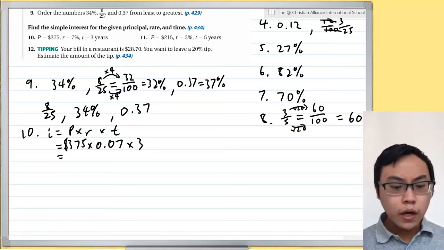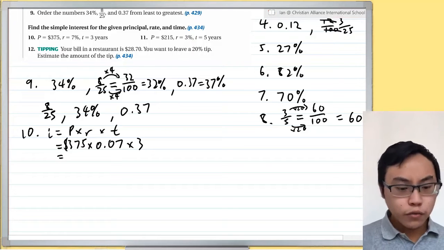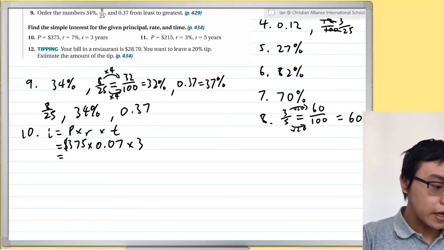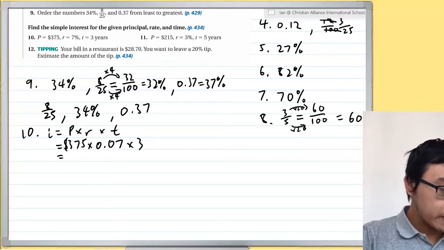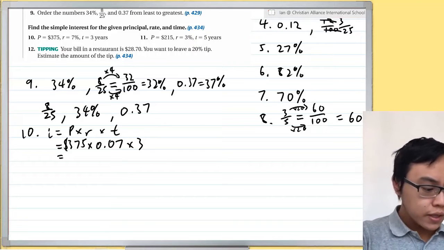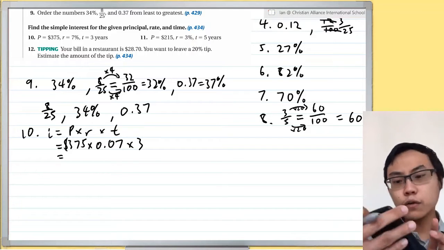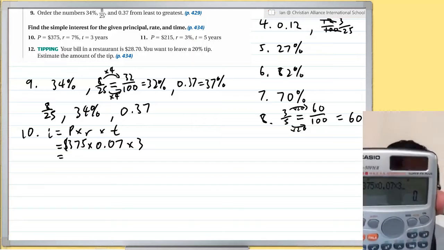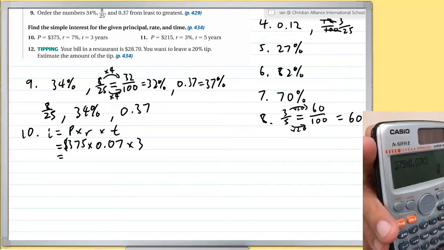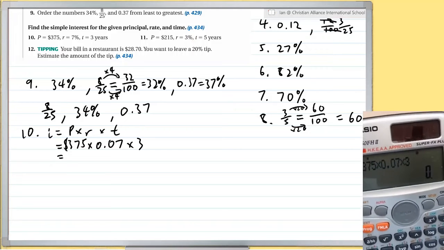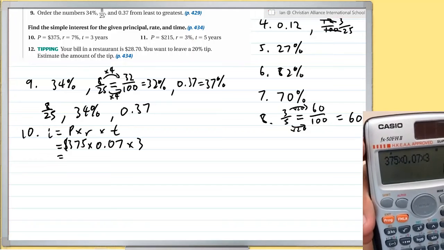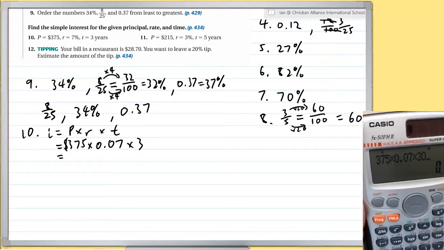And so I would allow you to use calculators for this, or if you want to be hardworking, you can multiply this out by hand, but I will just use my calculator. 375 times 0.07 times 3. So this is how you would put it into your calculators. Can you guys see over here? So it's 375 times 0.07 times 3, like that, and then click EXE in the end.